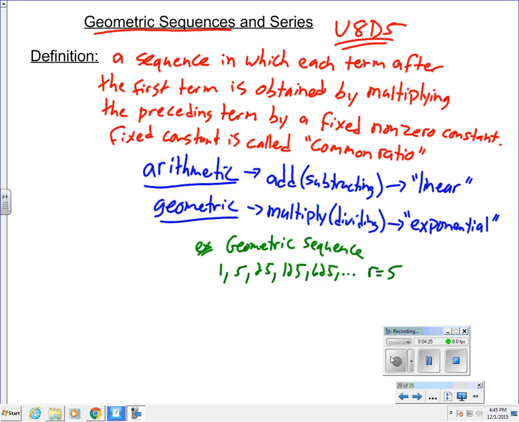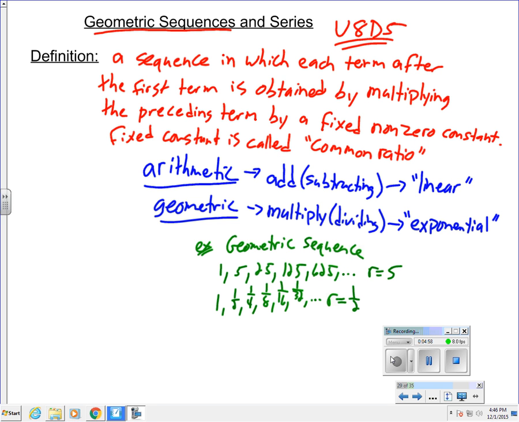Another one, if we had 1, 1/2, 1/4, 1/8, 1/16, 1/32. Same thing, we're multiplying every time. What we're multiplying by each time, that's our common ratio. And on this one, the common ratio is 1/2. Remember, the fact that we get every term by multiplying the previous term by the same number is what makes it a geometric sequence.